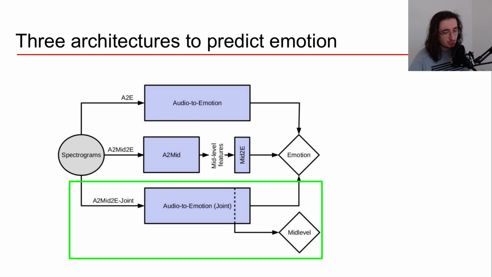Okay, now there's a third architecture, which is called A to mid to E joint. So basically here we do audio to emotion, but going through the mid-level features. But all of that is, as the name suggests, joint. So we only have one model that we train that's able to both predict mid-level features as well as emotions. And now we'll see why this is very important in a second.